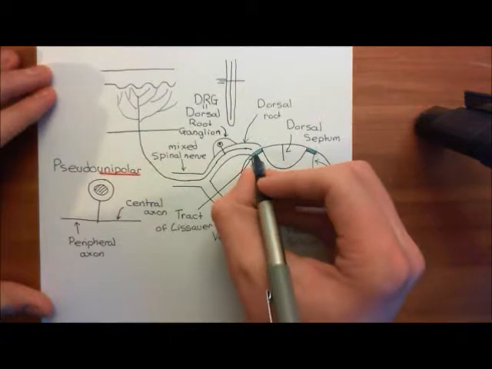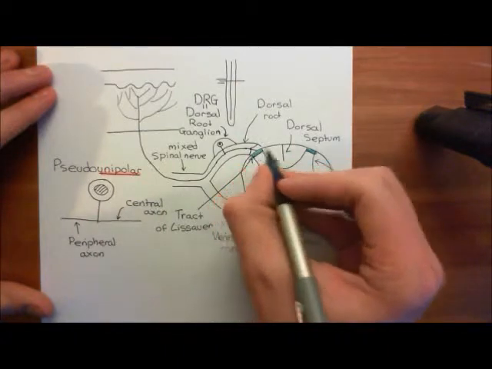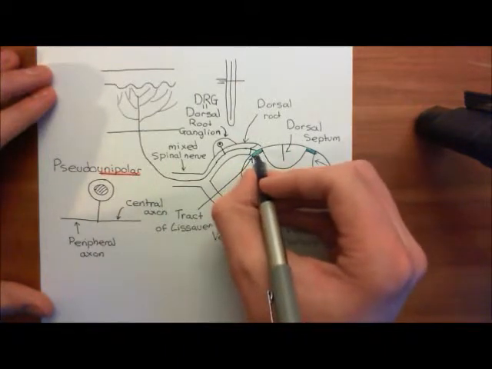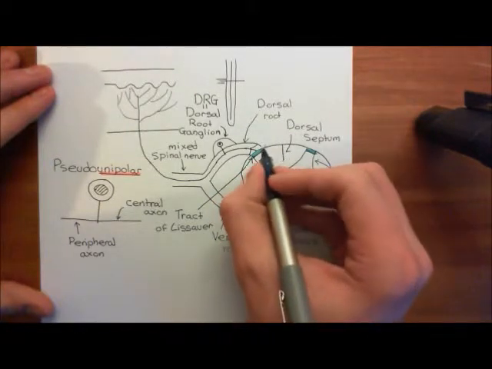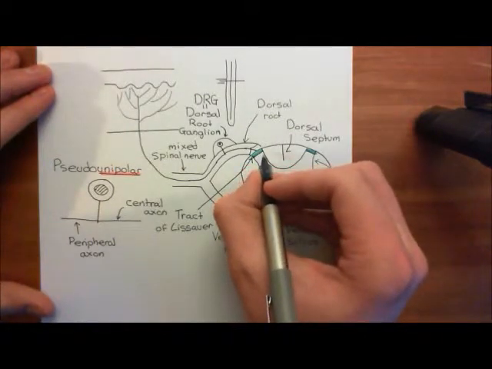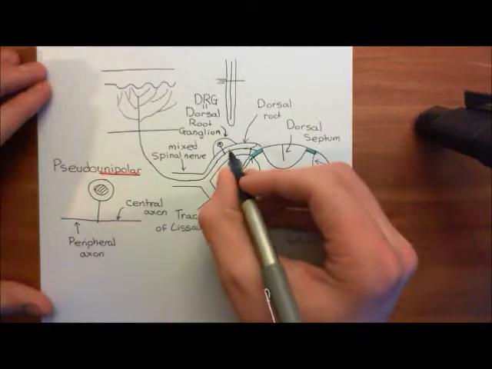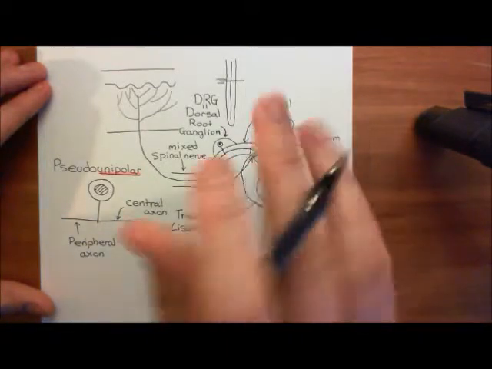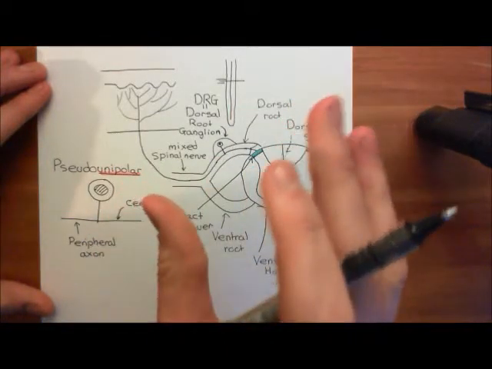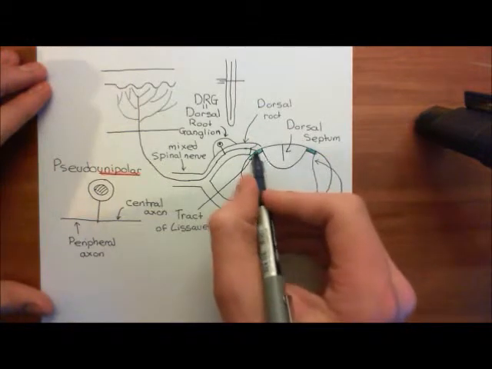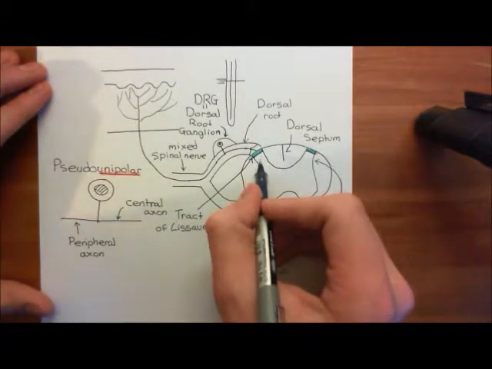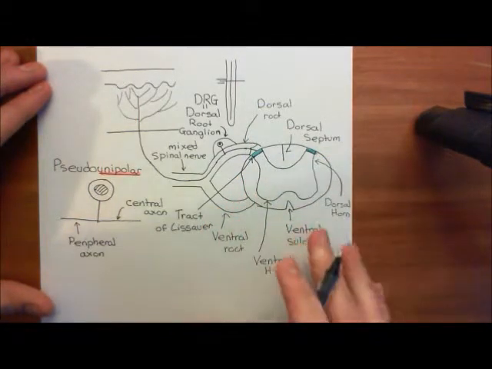This central axon will split into loads of little branches, and these branches will go into the tract of Lissauer. Now, some of them will go up, some of them will go down, some of them will stay at the same level, and then they will go into the grey matter. So each nociceptor is going to give a little span of central axon endings, basically, which will enter the spinal cord at different levels.